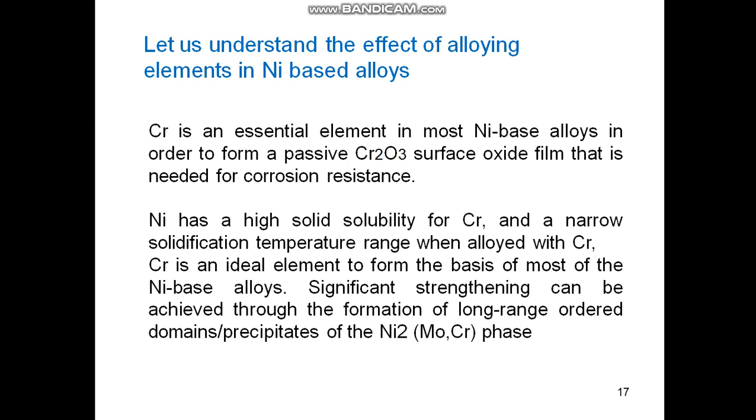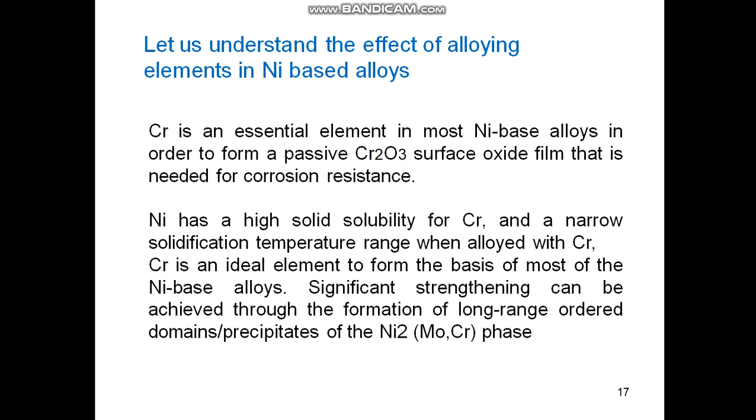So we know that chromium is one of the alloying elements in nickel based alloys. It's an essential element because chromium forms a Cr2O3 surface oxide film that is very much required for corrosion resistance, and nickel has high solubility for chromium and a very narrow solidification temperature range when alloyed with chromium. We'll discuss why this narrow solidification temperature range is preferred, because it has to do with cracking resistance.